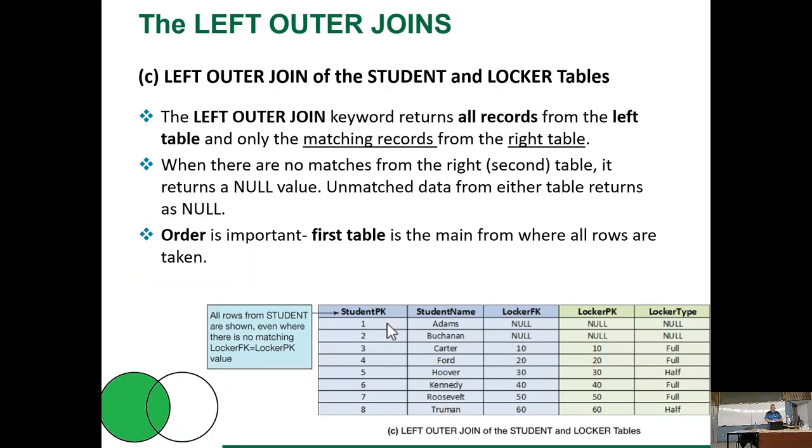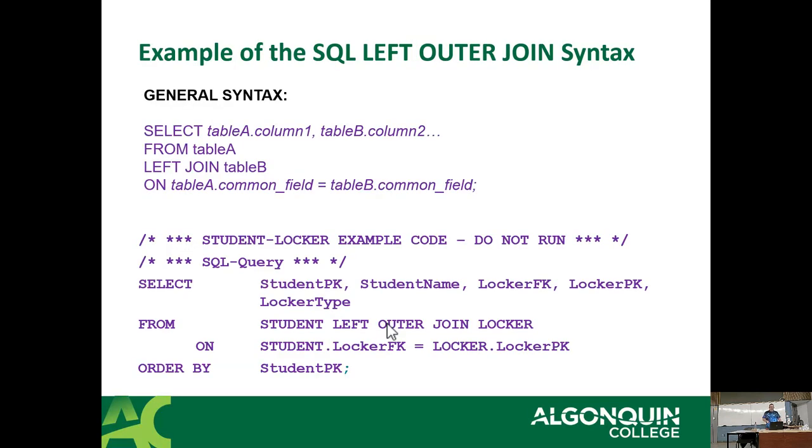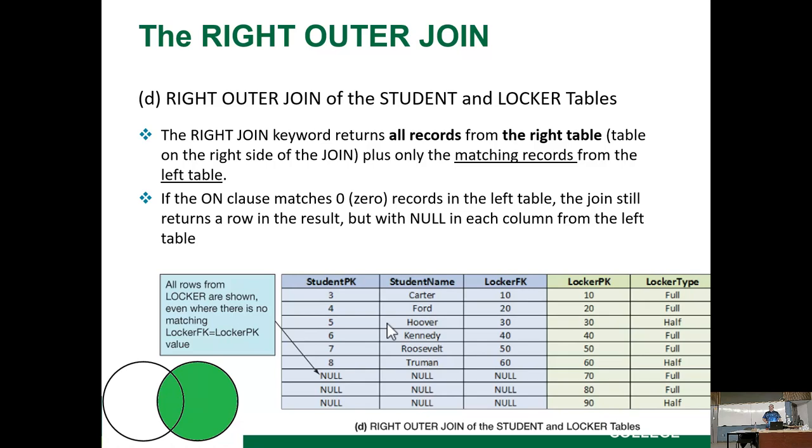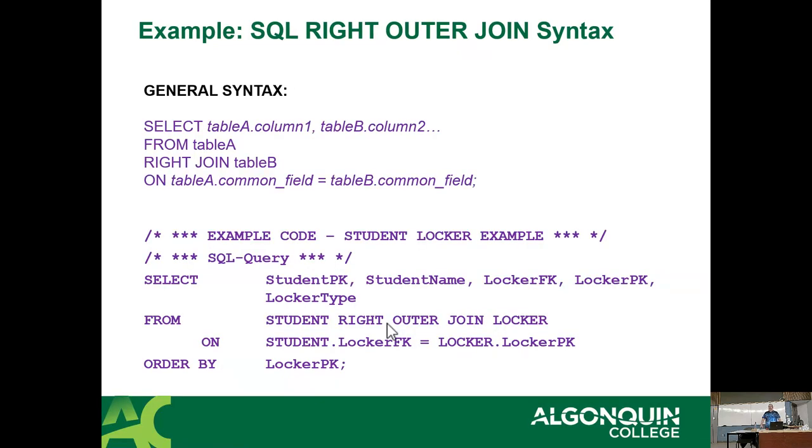Again, the Venn diagram. That's the left outer join, which I just demonstrated. Basically, it's saying left outer join returns all records from the left table and only matching records from the right table. When there's no matches from the right, also known as the second table, it returns a null value. And then they give you an example. Then they spend a whole slide on the right join with an example.